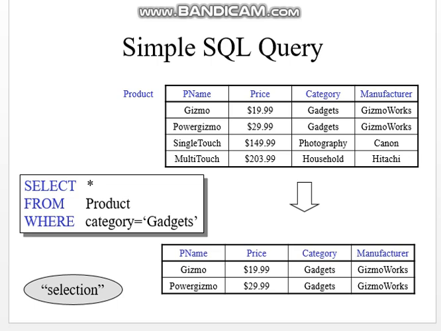This category equal to gadgets is a condition. Based on this particular condition we want to select particular records. So these are the resultant records. Select query is used to select the specific values based on the condition from a table, and it will display only the resultant records of our interest.